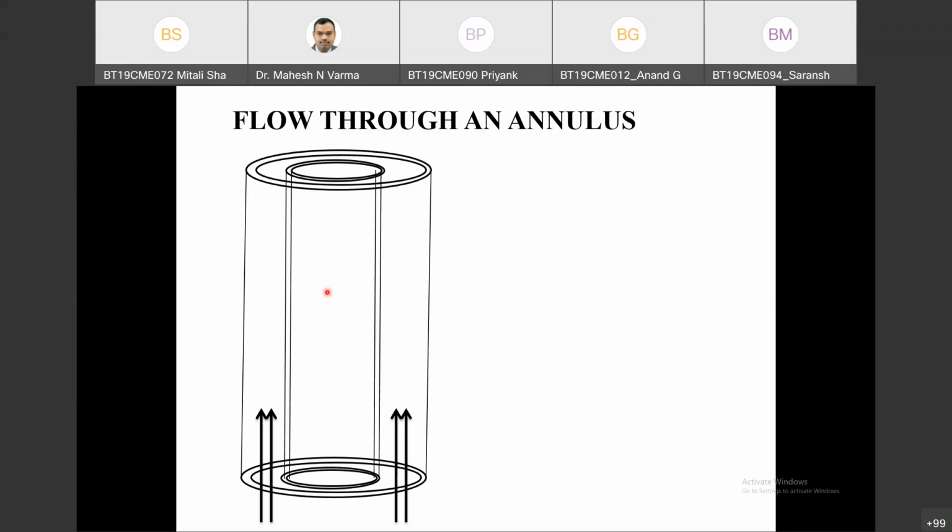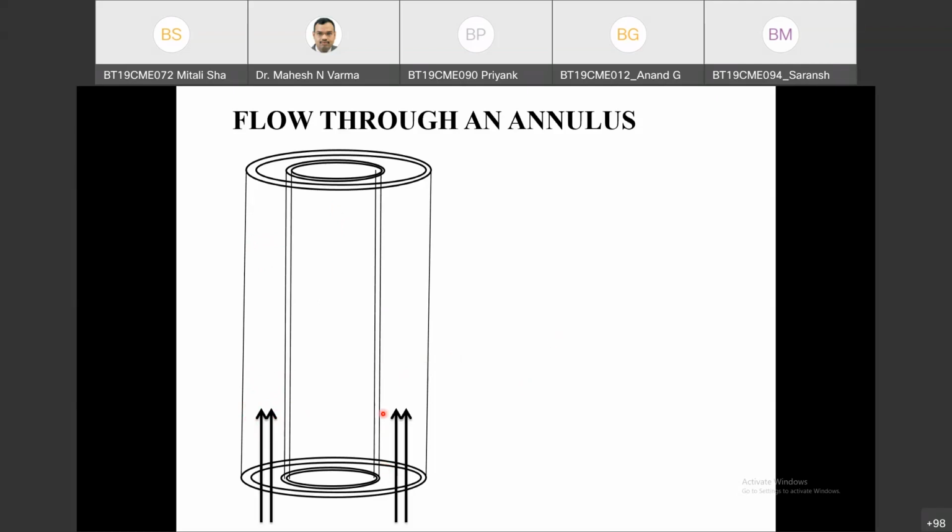And this problem we have already discussed. Here, one difference is that this annulus is there. We are discussing the region between these two cylinders, and secondly, the direction of flow is against gravity. So certainly gravity is opposing the flow.